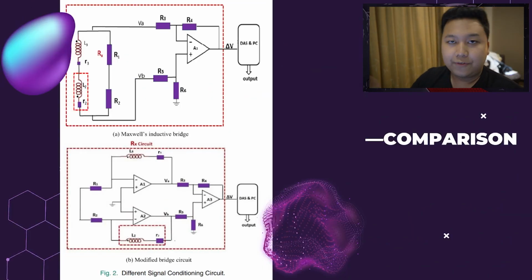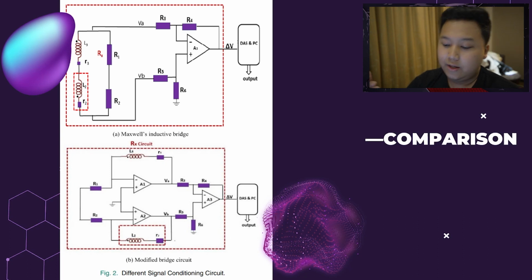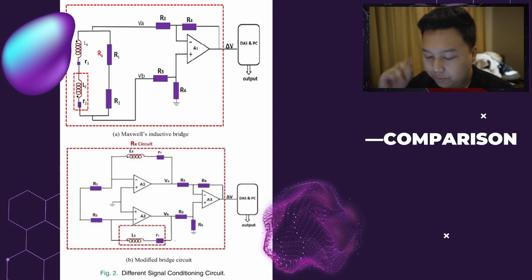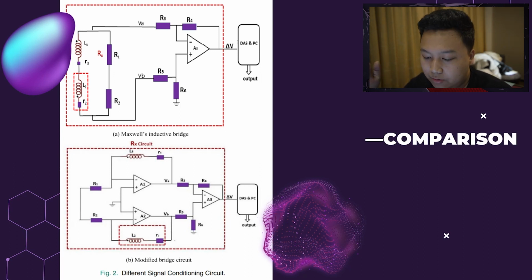So after we know the objectives and the goals, and why it needs to be modified, we go to the comparison between the Maxwell inductive bridge and the modified one. In figure 2, different signal conditioning circuits. This paper is aimed at high lift-off inspection, which is susceptible to noise. Therefore, we propose a signal conditioning technique that can enhance the signal-to-noise ratio by eliminating the offset caused by the self-impedance of the receiver.